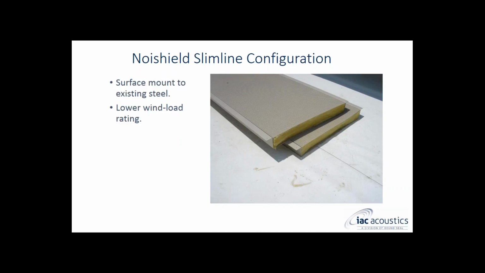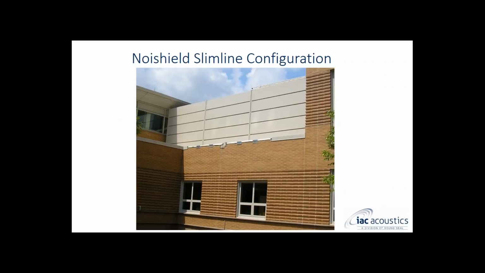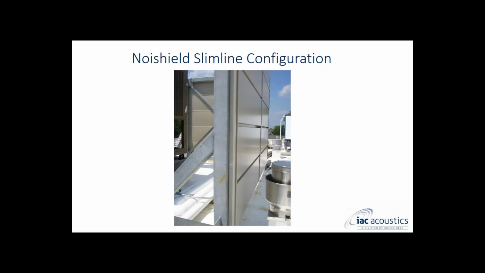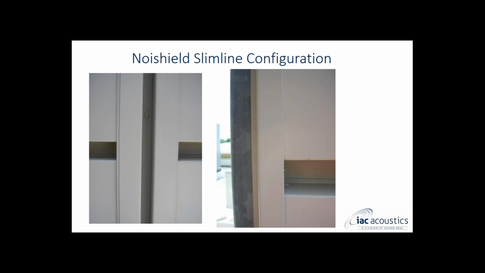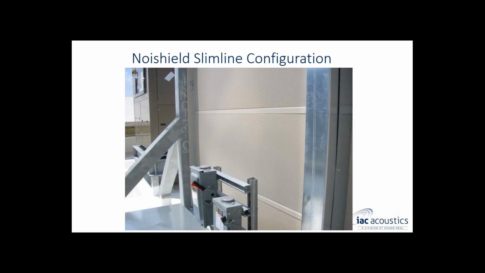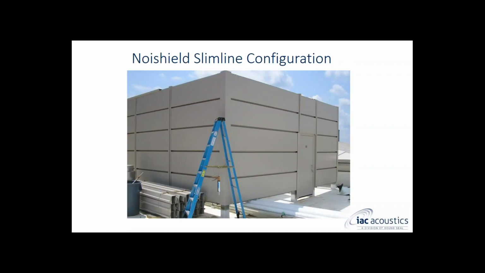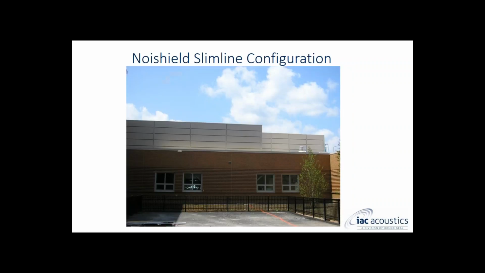In addition to the continue line, IAC can supply noise shield slimline panels, which have a narrower depth, a slightly lower wind load rating. They offer the benefit of being able to surface mount to existing steel through self-tapping tech screws through the top and bottom tabs on the panels. They can also provide a very attractive appearance. You still do see a vertical reveal here where the two panels butt together. And the advantage of the slimline configuration is that if there's an existing set of support steel, we can utilize that to mount the panels.